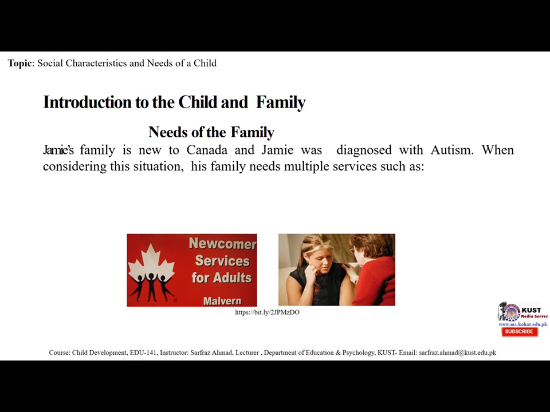That's why they need multiple services like settlement services, counseling services, and consultations with a specialist. All these problems are definitely needs of that family because they don't know how to settle their son or their family members. That's why they need counseling services also, and they have to consult with a specialist in this regard.